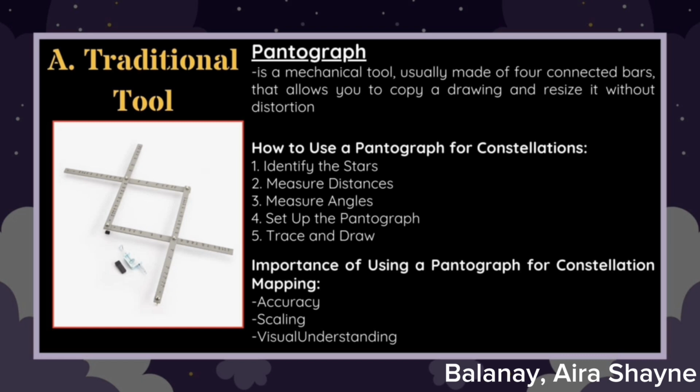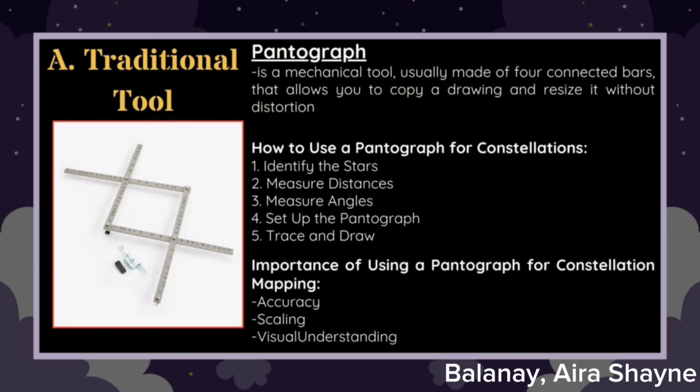Next is the importance of using a pantograph for constellation maps. Here are several reasons for using a pantograph for constellations. First is accuracy. The pantograph allows for precise replication of the positions of the stars and the angles between them. By using exact measurements for distances and angles, you can create an accurate scaled representation of a constellation, which is crucial for both educational and scientific purposes.